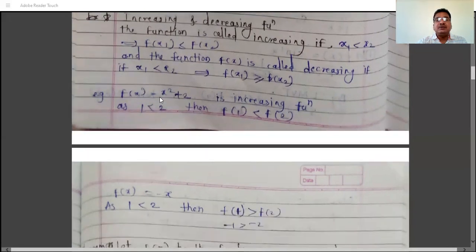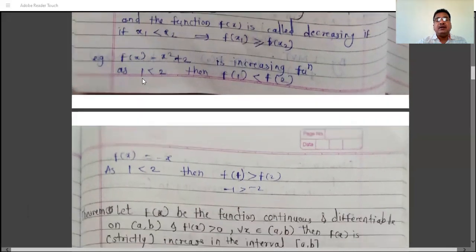So f(x) is equal to x square plus 2 is an increasing function, because what we have, 1 is strictly less than 2. And what is f of 1? F of 1 is 1 square plus 2, which means 3. And what is f of 2? 2 square, 4, plus 2, 6. And we have that f of 1 is less than f of 2. So this function is increasing, or we say it is strictly increasing.